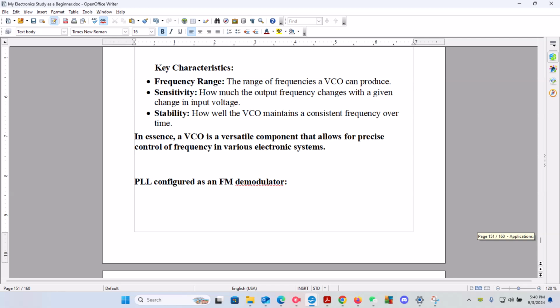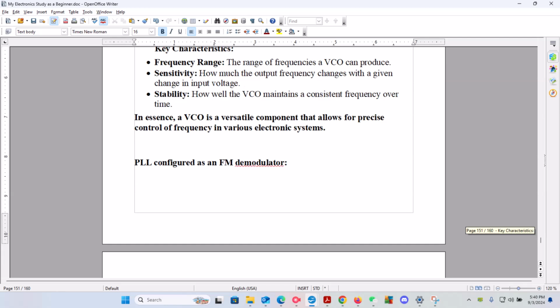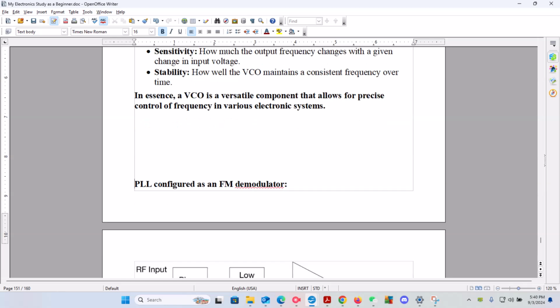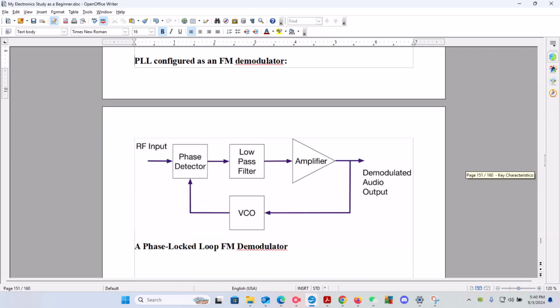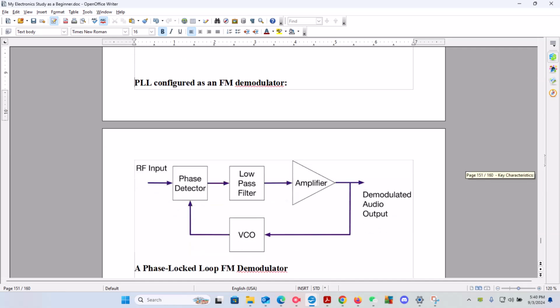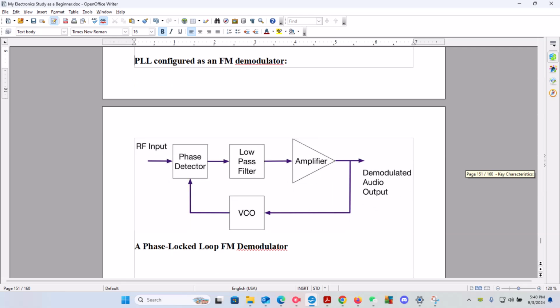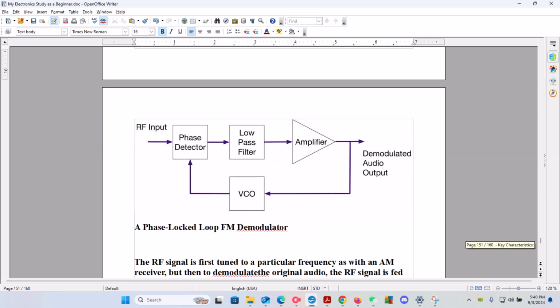Now, also remember that PLL is configured as the FM demodulator. I'm going to move this down a little bit. Here is an example of such a thing where we look at the schematic to show this point. Specifically, we're going to refer to the PLL, that is the phase-locked loop FM demodulator.